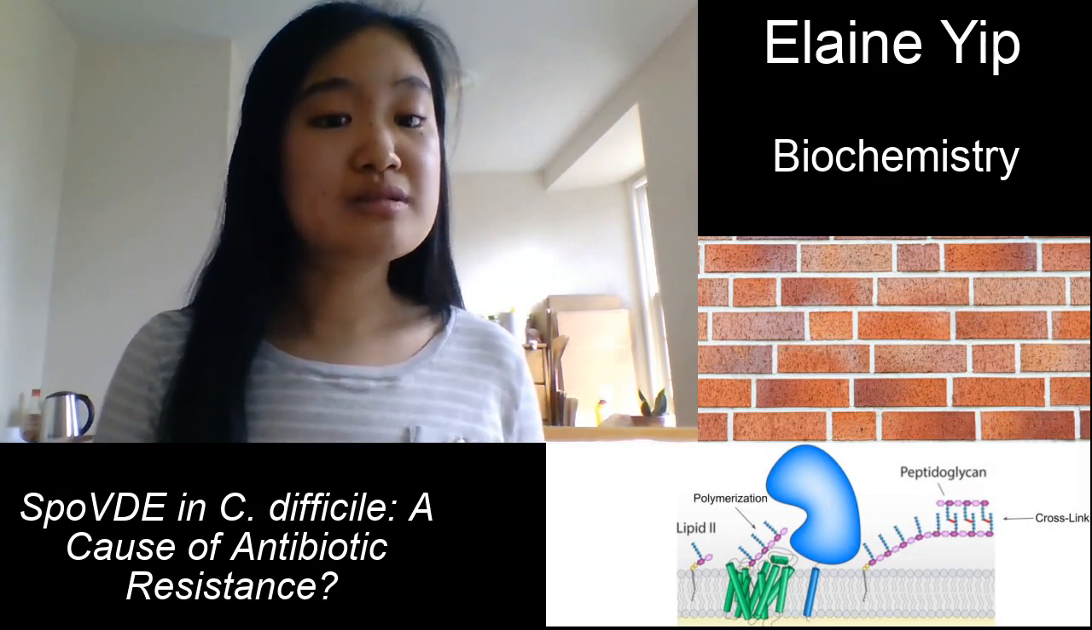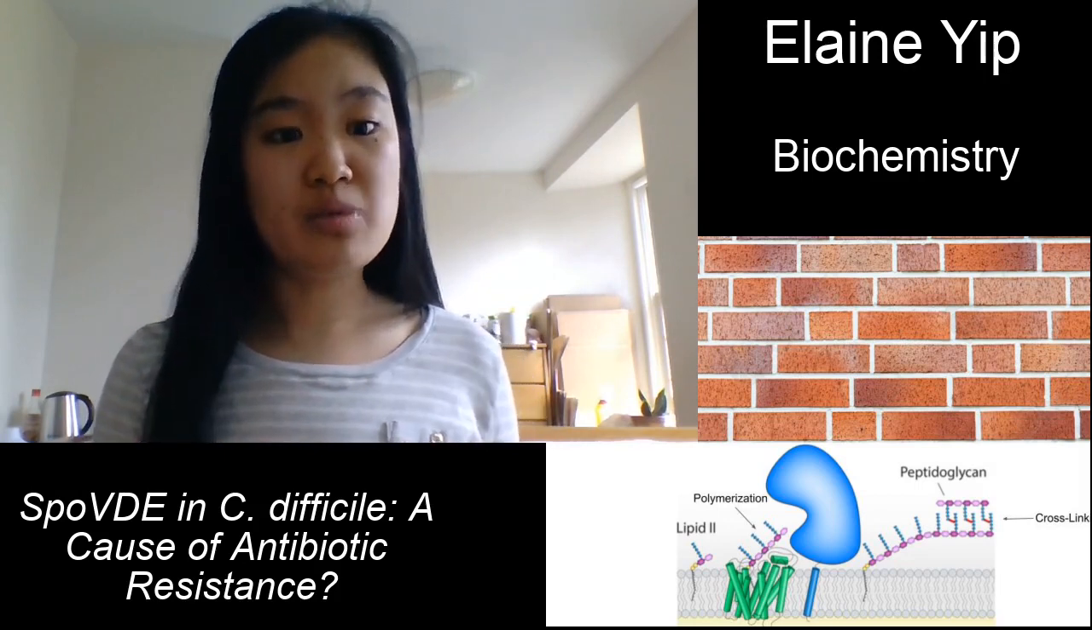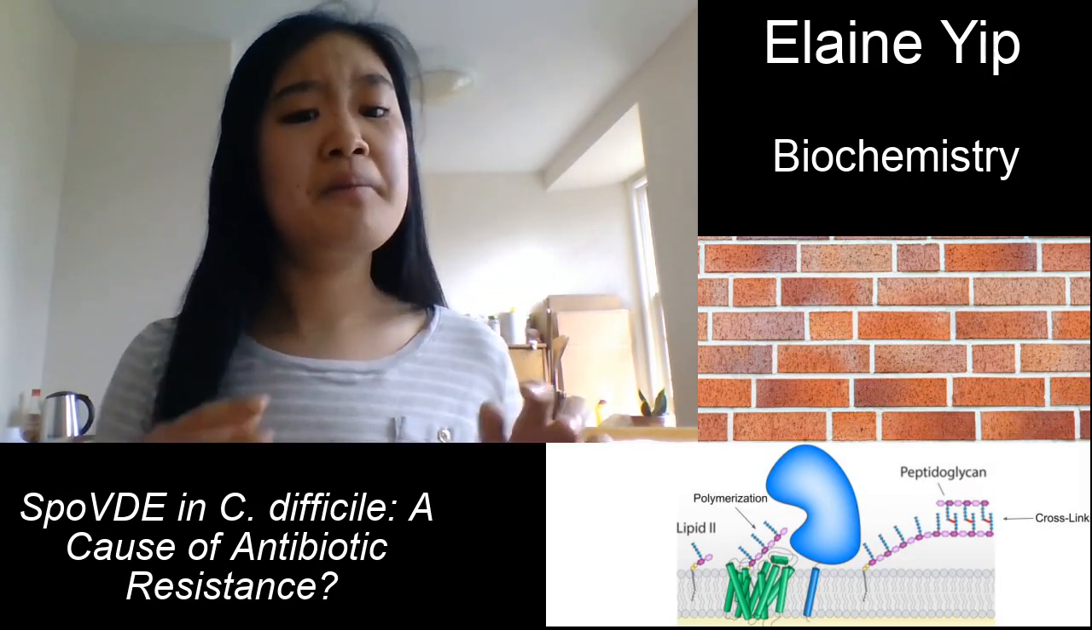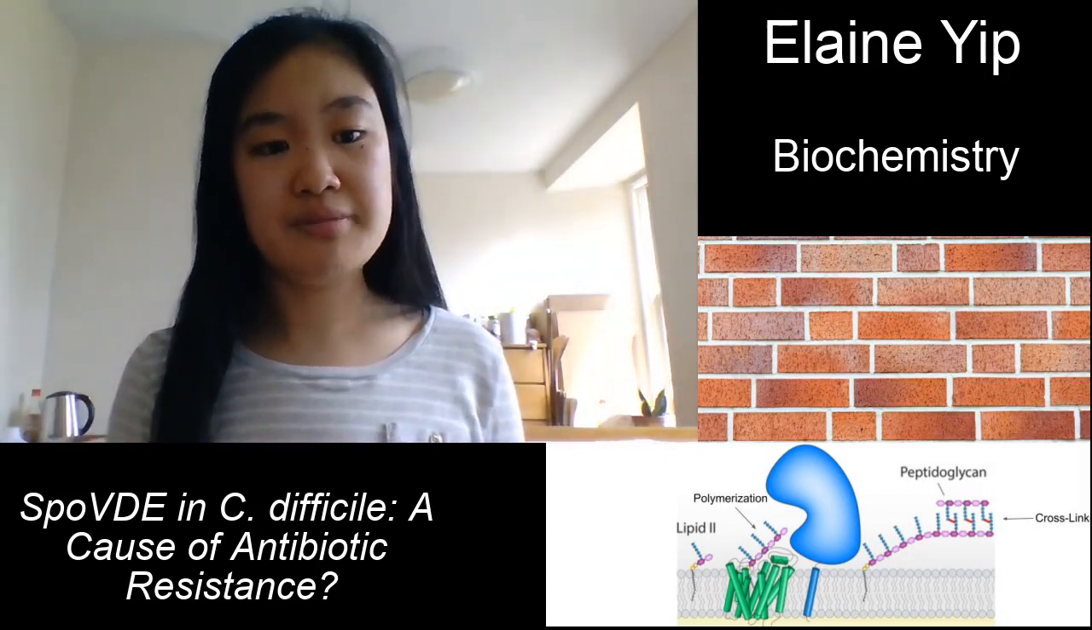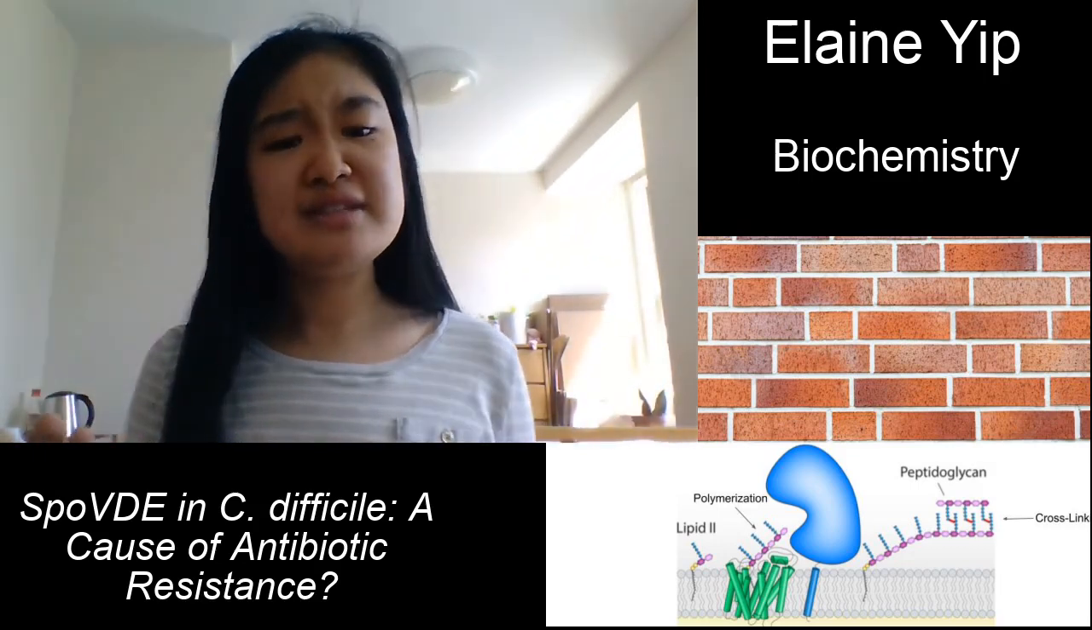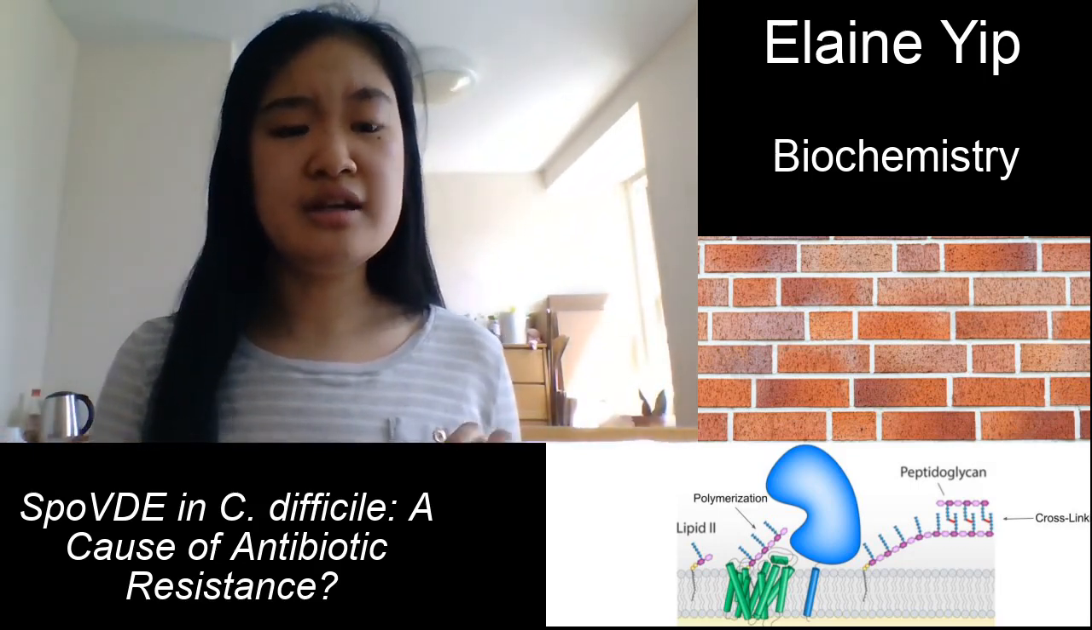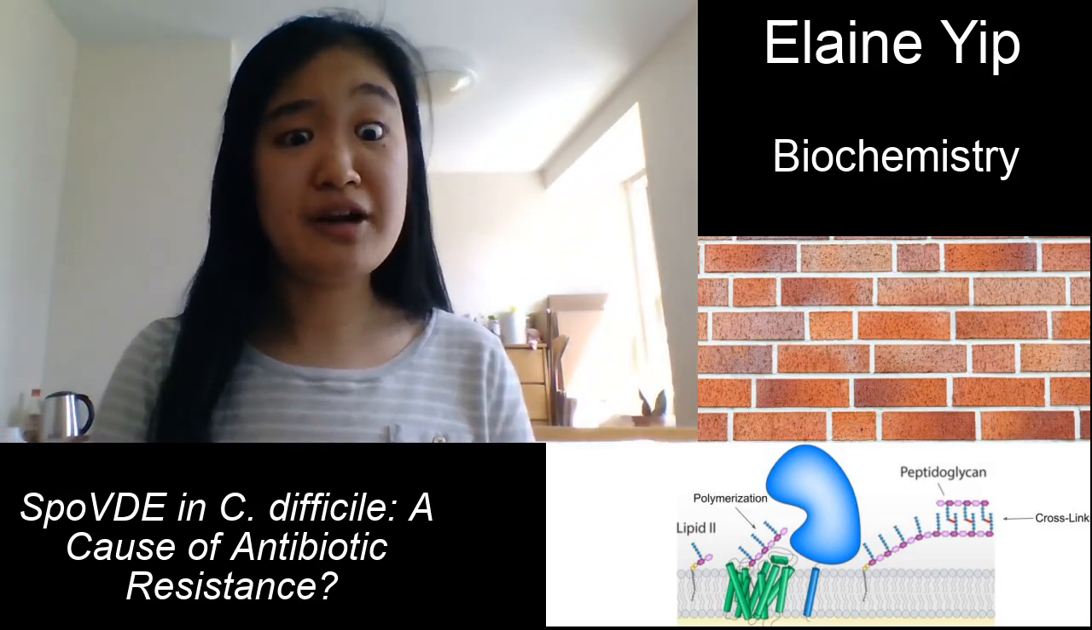Monoamicin targets proteins responsible for making non-spore cell walls. SpoVDE may be the reason why spore-forming bacteria can survive monoamicin treatment. Because SpoVDE is involved in building cell walls, it would be a prime target for future antibiotic design.